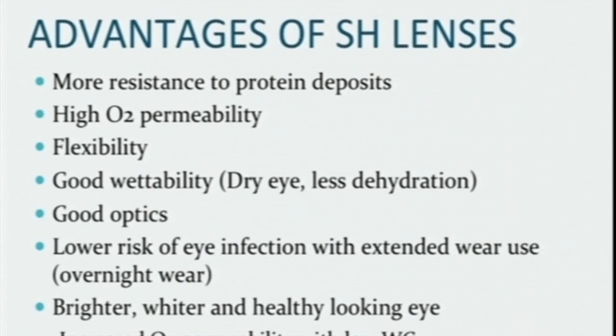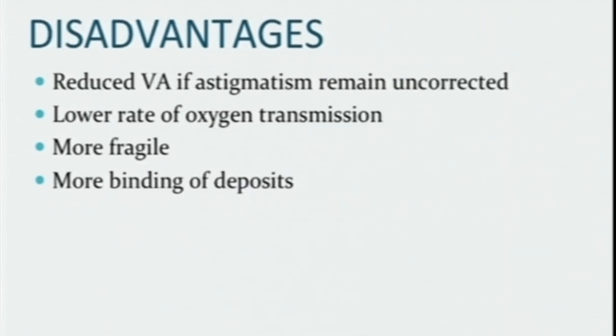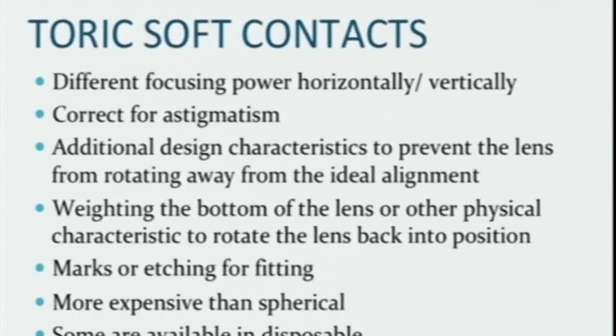Advantages of the silicone hydrogel lens: more resistant to protein deposits, higher oxygen permeability, flexibility, and good wettability also. Disadvantages: if there is a little bit of astigmatism, the visual acuity will be decreased, there is a lower rate of oxygen transmission, and it's more fragile.